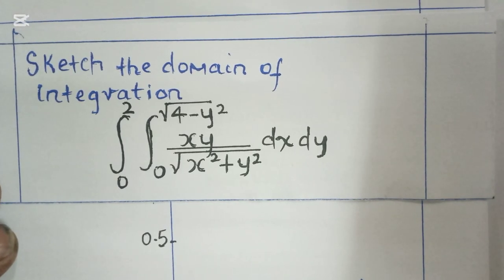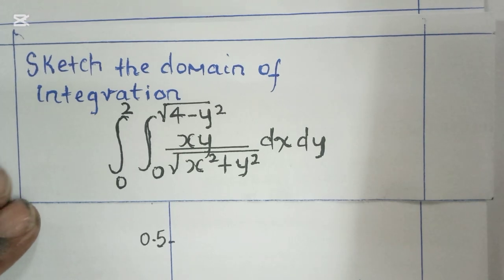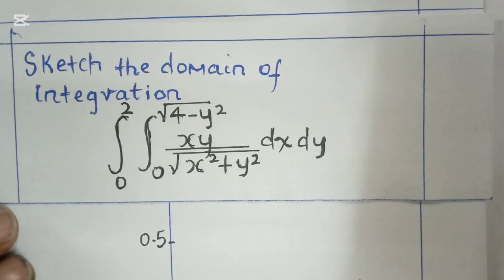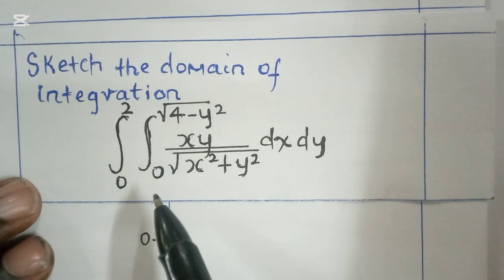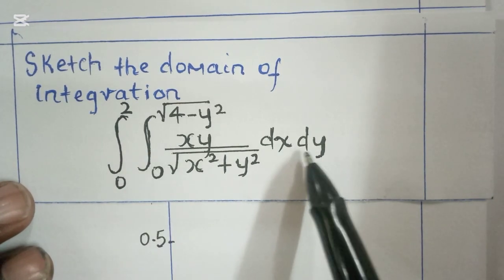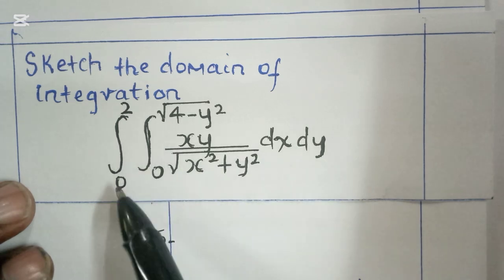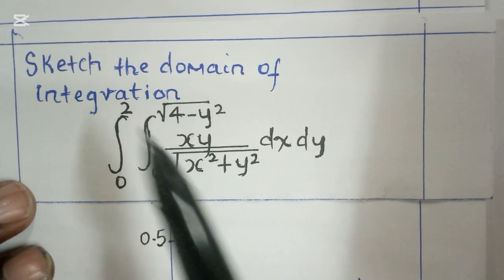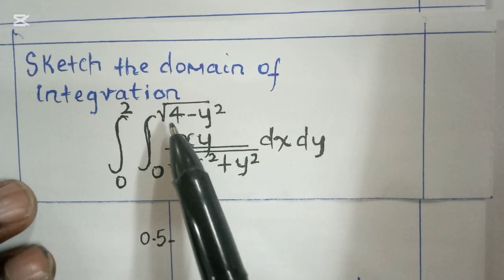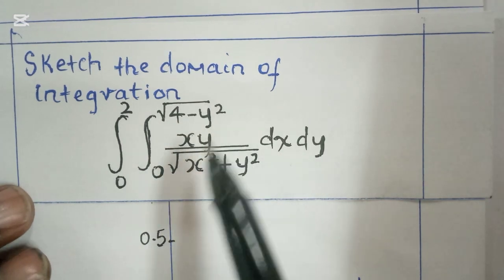Let's look at this question. I first of all read the question: sketch the domain of integration. Here we have an integration whereby the limits with respect to dy, or with respect to y, are 0 to 2. With respect to dx, it is 0 to the square root of 4 minus y squared.